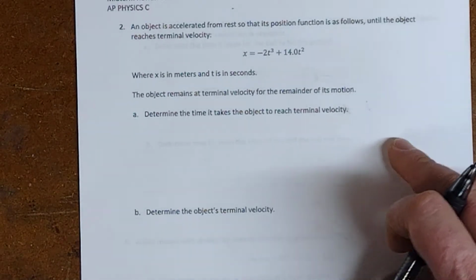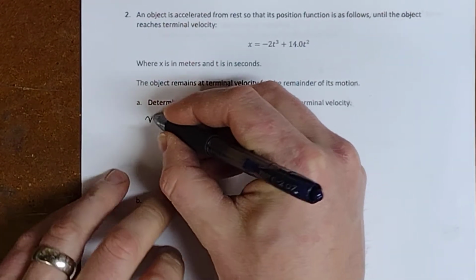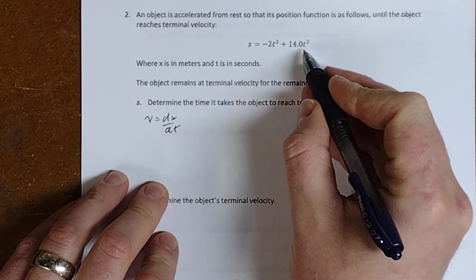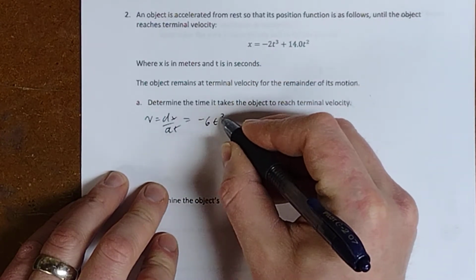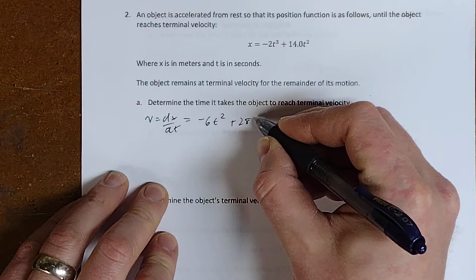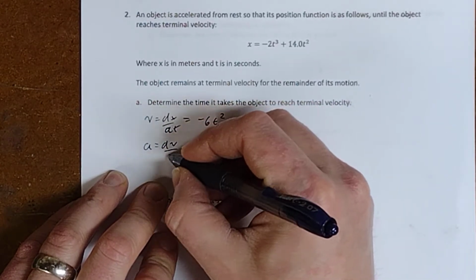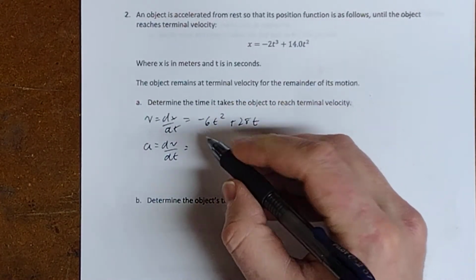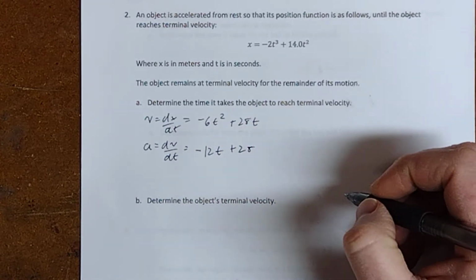With this one, we've got to take a couple of derivatives. v equals dx/dt, the derivative of position with respect to time. So t cubed comes downstairs, so -6t squared plus 28t is the velocity function. Then acceleration equals the derivative of velocity with respect to time. So we take a derivative again, and we get -12t plus 28 is the acceleration.